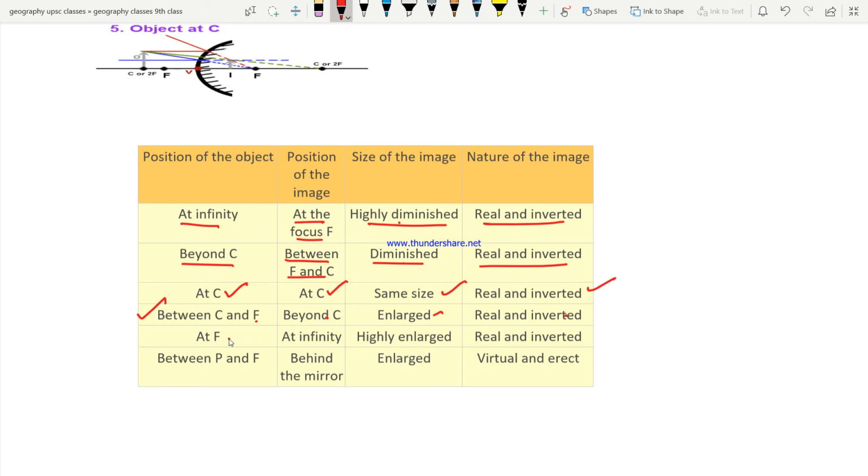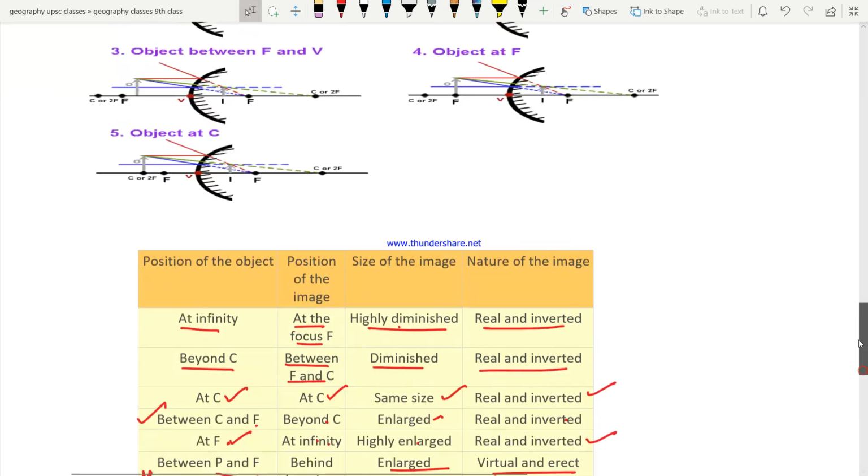When an object is kept at F, even for a very small object you get a very big, highly enlarged image, formed at infinity, real and inverted. When an object is kept between F and P, an enlarged image is formed, virtual and erect. This is a special case. So you have to understand it like this. This is a very important point.